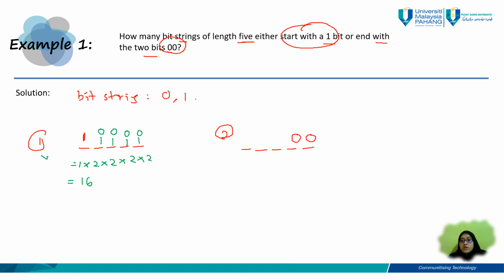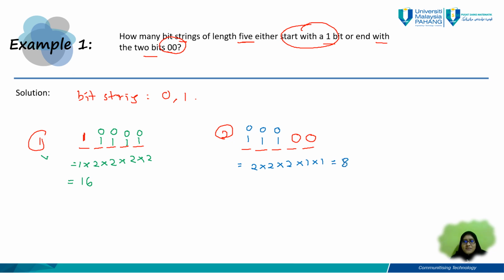Now, we go to the second one. For the second condition, the last two places must be 0. So the first place can be 0 or 1. The second place also 0 or 1. The third place also 0 or 1. So the total is 2 times 2 times 2 times 1 times 1. So, we have 8.